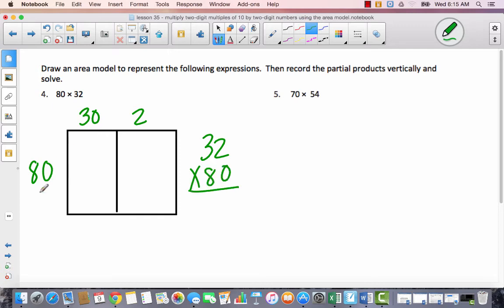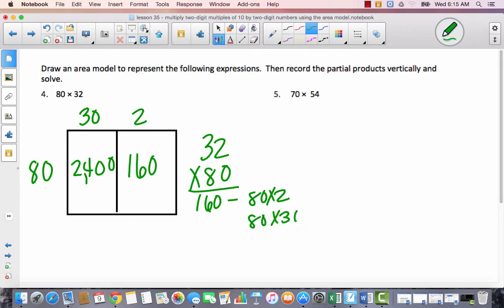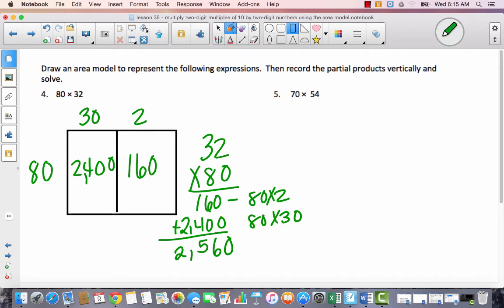All right, so now I've got 3 times 8, which is 24, and 10 times 10 is 100. So I've got 2,400, and then 80 times 2 is 160. So 80 times 2, we just solved that, that's 160, and then 80 times 30 is 2,400. Now we add both of these partial products together, and that gives me 0, 6, 5, and 2, 2,560. All right, so why don't you try number 5 by yourself and then come back and check.